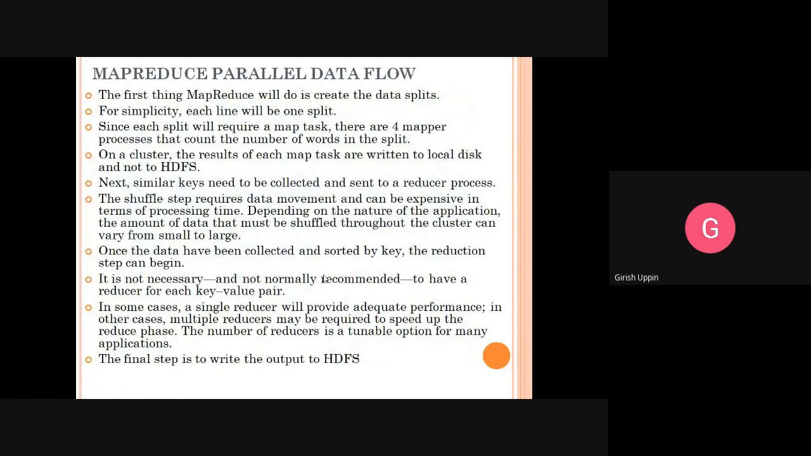Sometimes, in some cases, a single reducer will provide adequate performance. In other cases, multiple reducers may be required to speed up the reduce phase. The number of reducers is a tunable option for many applications. So the number of reducers can be one, or it can be a couple of them. It depends on how you want to tune for performance. The final step is to write the output to the HDFS. So whatever output you get, you will write it into the HDFS.